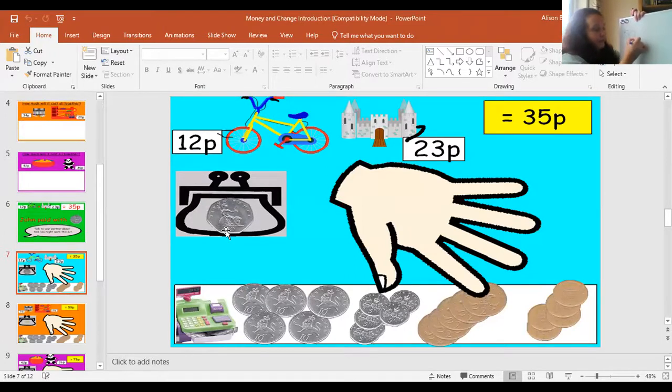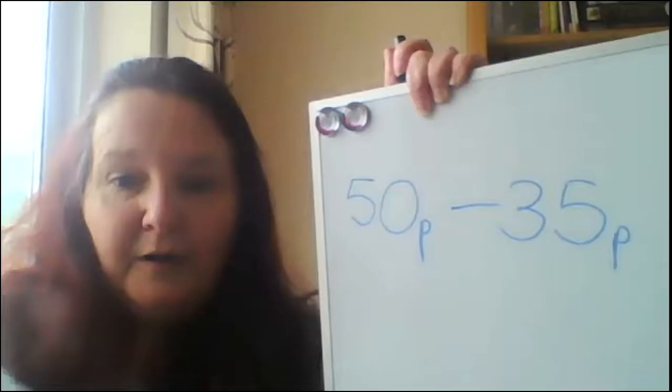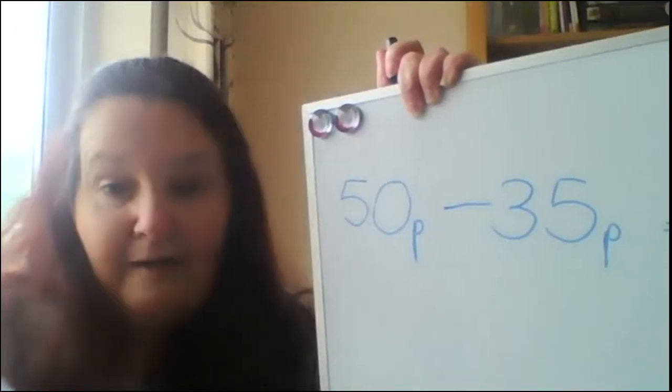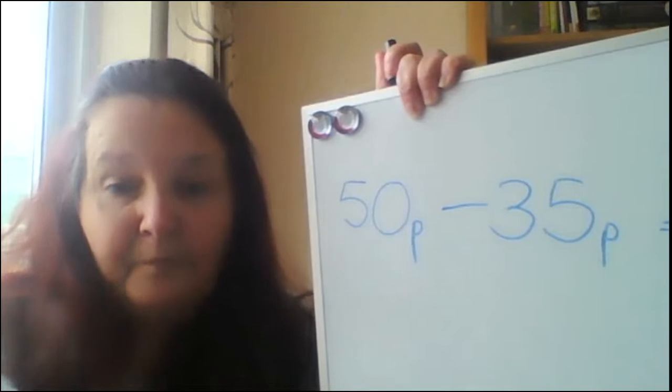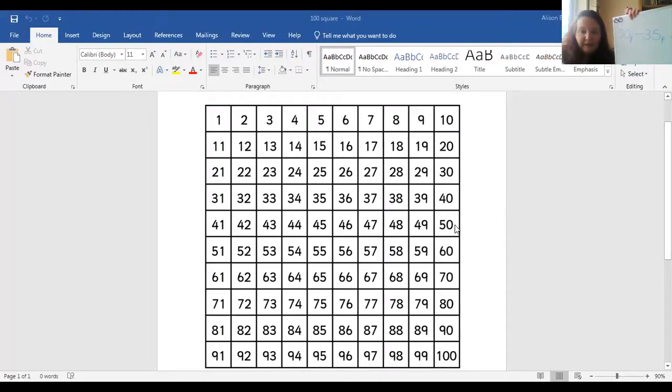Always look for the clues. That's what we've started with. And we've given away 35. So it's a takeaway. 35p. We've given that away. Can you see that? So on my 100 square, I know I'm going to have to start at 50 this time. And it's a takeaway. Here's my 50. Can you see that there?